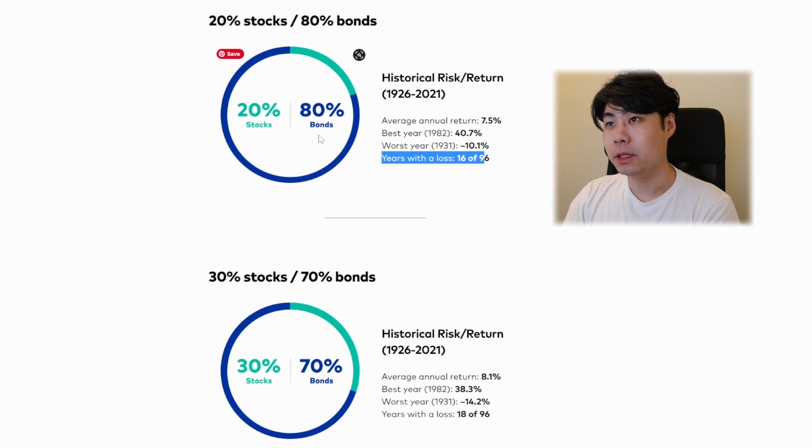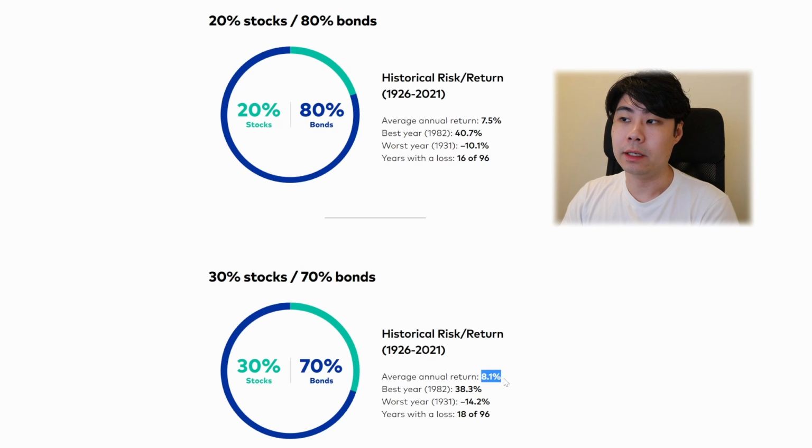If we compare the 20% stocks versus 30% stocks, again, when the stock percentage goes up, it is pretty clear that we usually have a higher return. In this case, it's not as high, but it is still a decent 0.6%. And we also increase the risk a little bit, because there are now 2 additional years with a loss compared to the 20%.